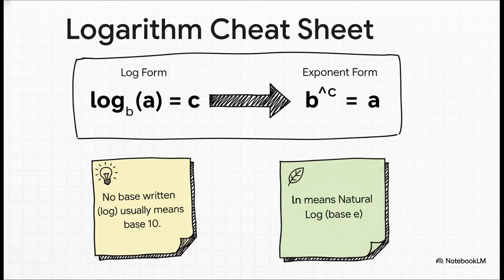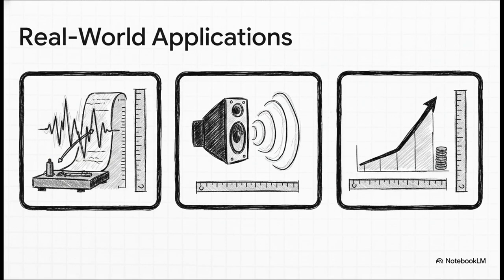Also, a pro tip, if you ever see log just written by itself without a little base number, you can pretty much always assume it's base 10. We call that the common log. And if you see ln, that's a natural log. It's a special type that uses a famous number called e as its base, and you will see it everywhere in science and finance. And this is why it all matters.